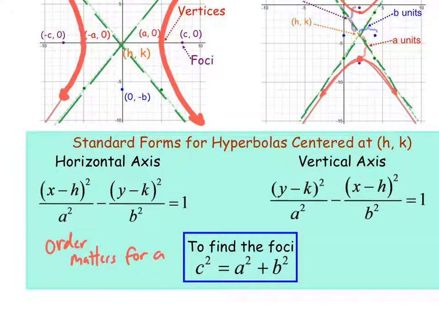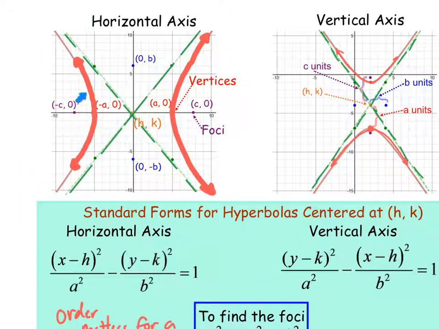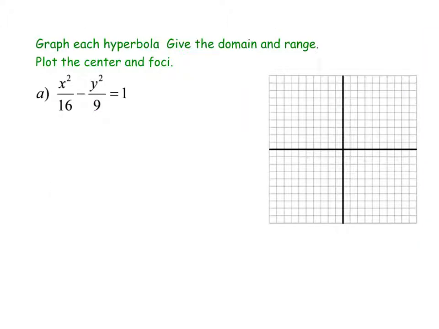So all right, what we're going to do is go ahead and do a graph. This is going to be a horizontal axis hyperbola, which means it's going to look more like this one here. So we're being asked to graph the hyperbola, give the domain and range, and we're going to make sure we plot the center and the foci. So pretty similar to what we did with the ellipses.